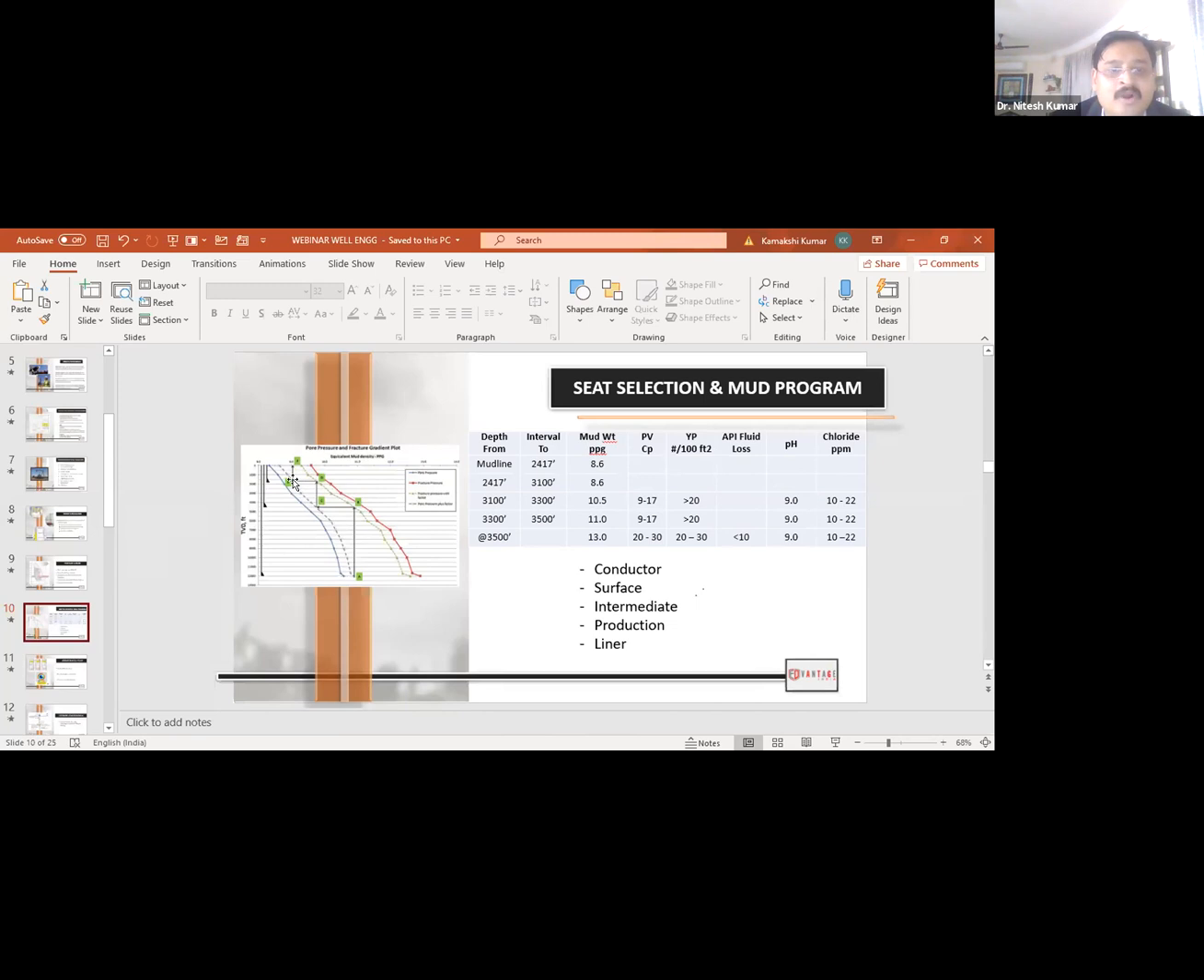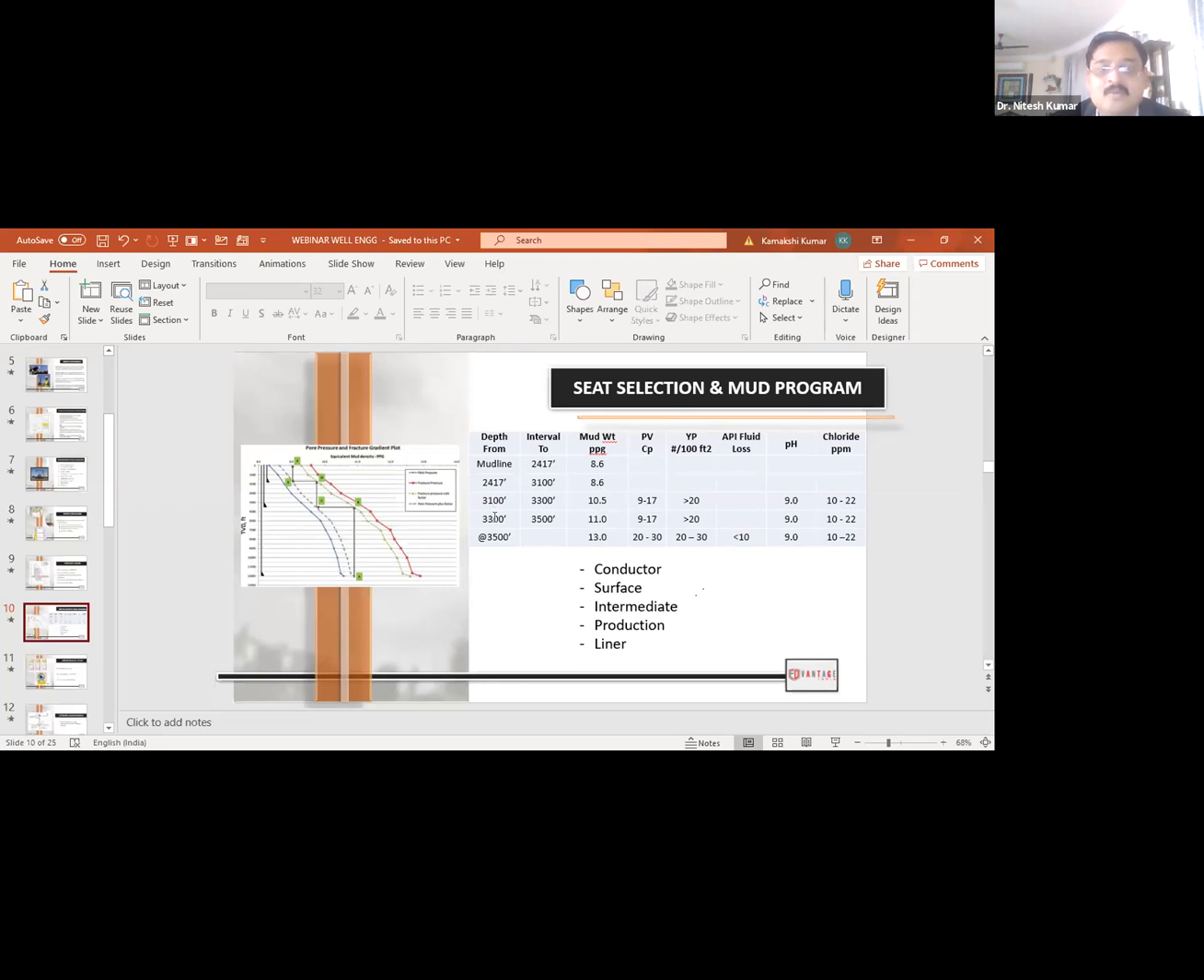So what would your mud chart look like? What would the mud program look like? We will look at that when we do the detailed course. But for now, you should know that this is what you are expected to put together in a drilling program. You're increasing mud weights, you see, 8.6, 10.5, 11, 13.